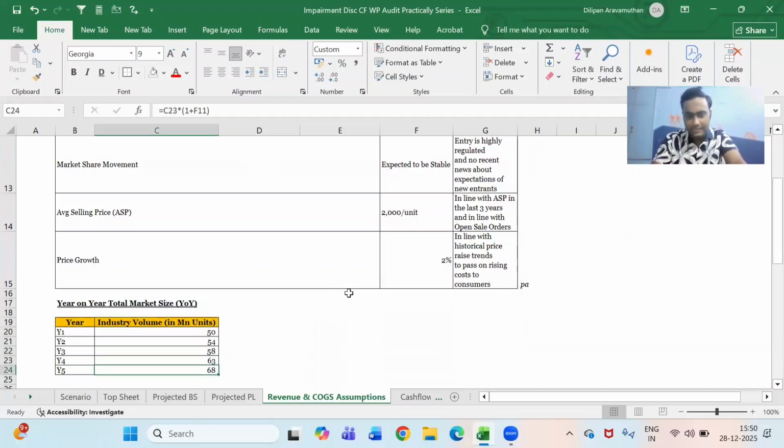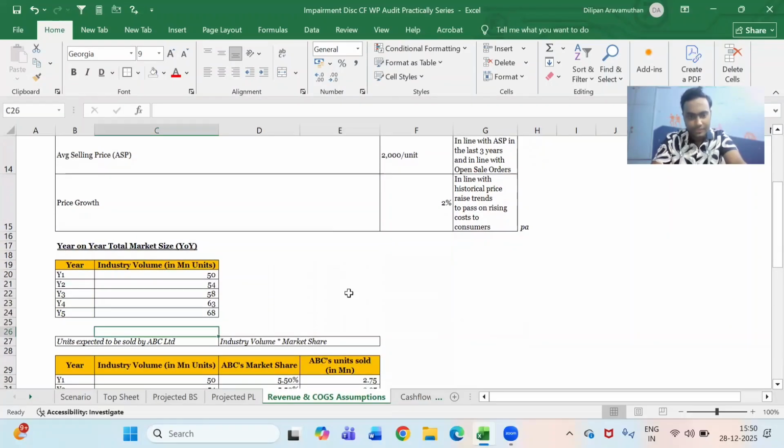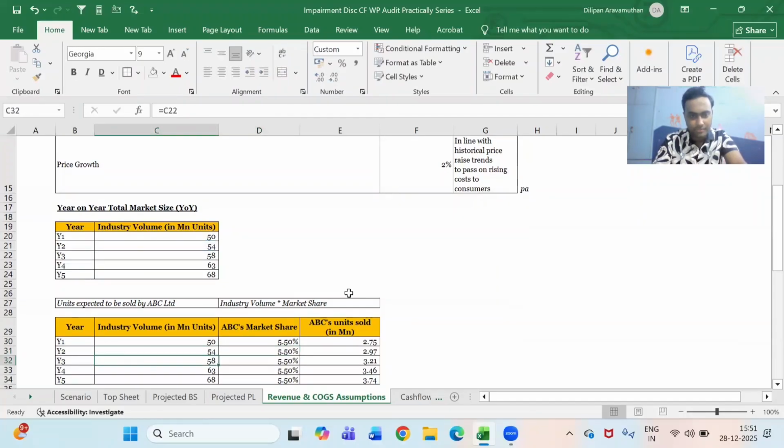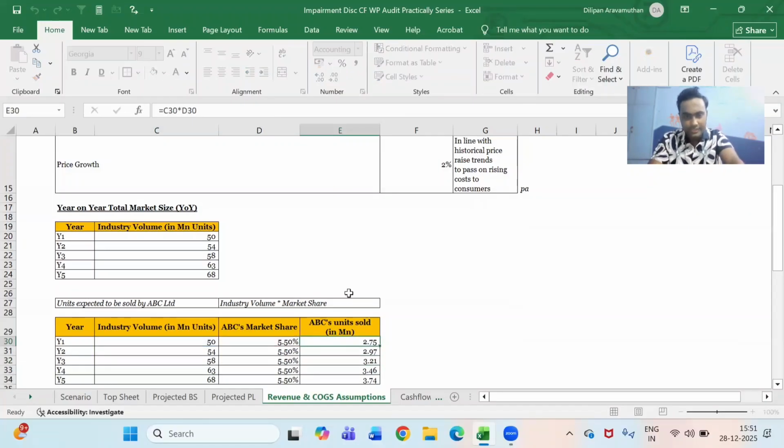Out of this, ABC Limited has a market share of 5.5%. So basically, to find out the number of units which ABC would most likely sell in each of these 5 years, we would need to take the market size, which is 50 million units, into 5.5%, and 54 into 5.5%, 58, 63, 68 into 5.5%, and derive the number of units that ABC Limited is expected to sell in each of these 5 years. I hope that is very clear, guys. So these are in millions, okay?